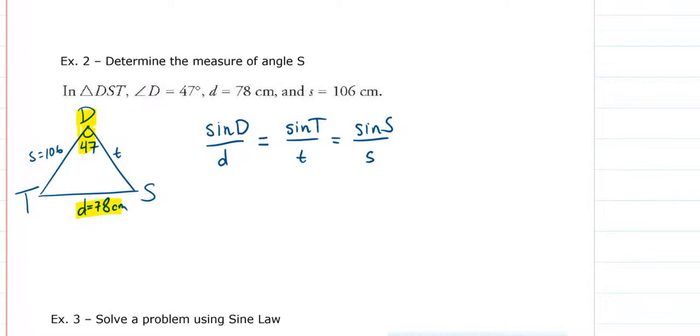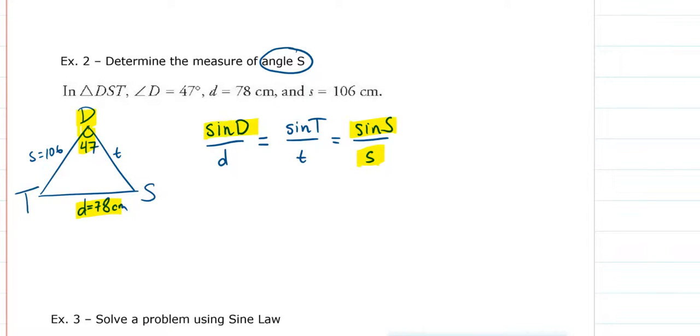And that's also equal to the ratio of sine of angle S divided by the side length of its opposite side, lowercase s. And to solve this, if I'm looking for angle S, then I'm going to use the part of my sine law that has angle S, which is this part here. And then I'm going to equate that to another ratio in my sine law that I have the values for.